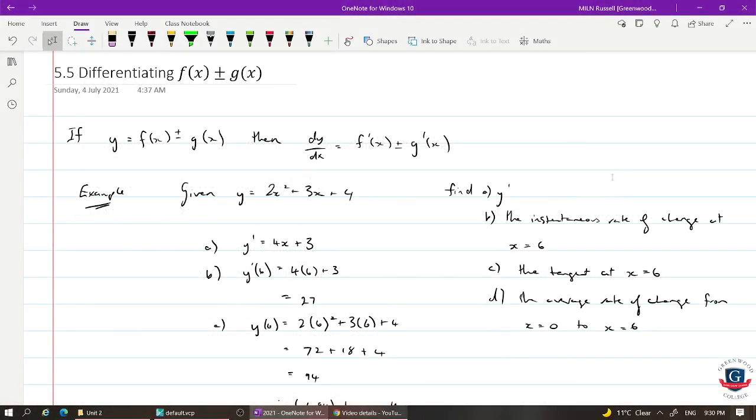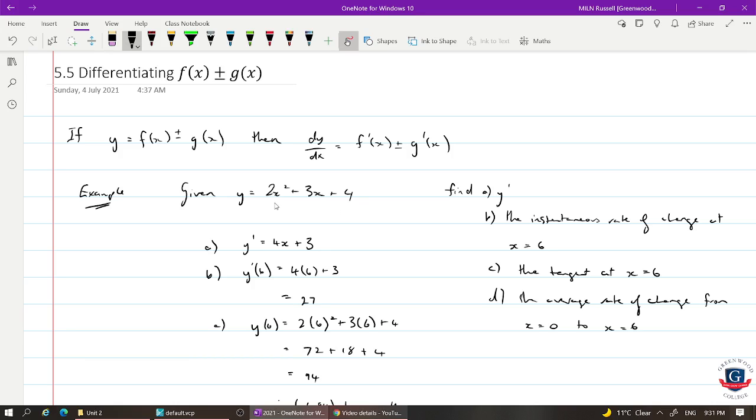Hi everybody. We're going to have a quick look at differentiating f of x plus or minus g of x. So if we have an expression like an equation or a function, in this case y equals 2x squared plus 3x plus 4, to find y prime, the first derivative, we differentiate this and this and this separately, and they will go together to make the first derivative.